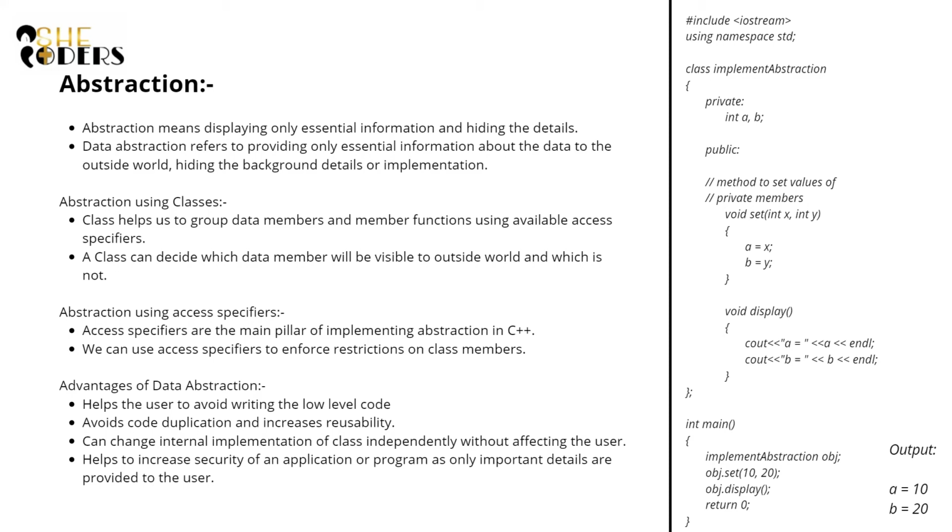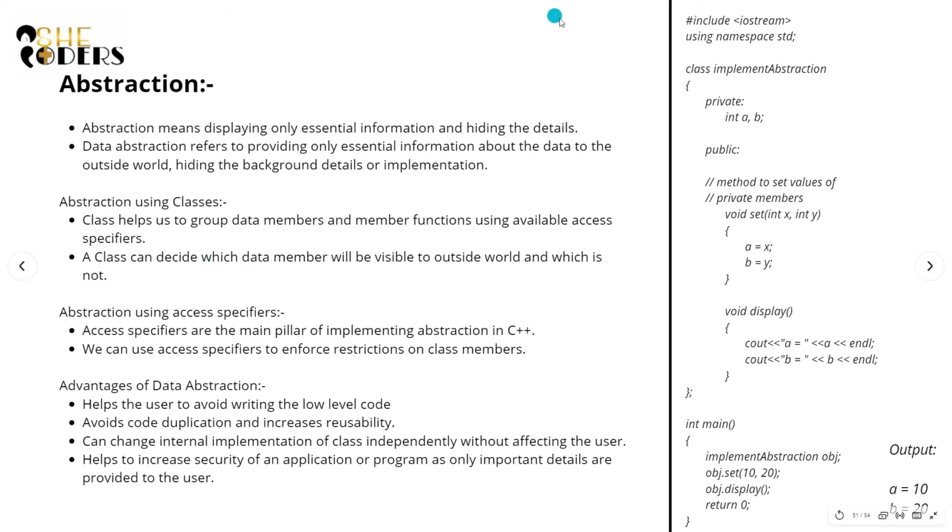So it helps to increase the security of an application or program, as only important details are provided to the user. Exposing the important and essential information to the outside world and hiding the implementation details thereby increases the security. Hiding and showing the important things is related only to security.